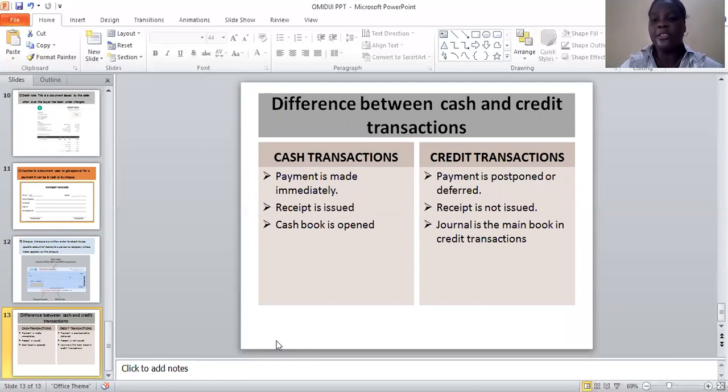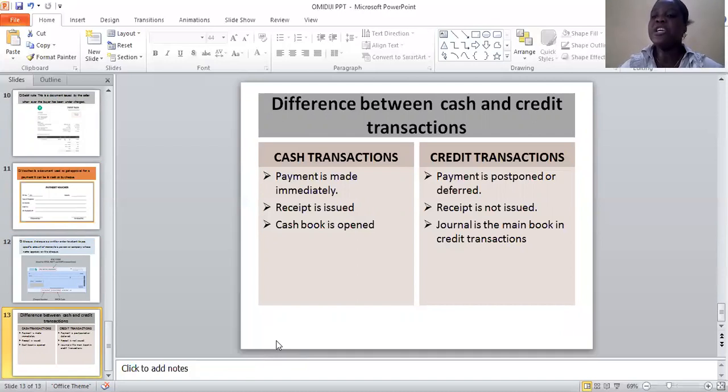Cash transaction, like I said, when you make purchase of goods and you pay immediately, it is called cash transaction. So there is cash payments, immediate cash payments in cash transaction, but in credit transaction, there is no immediate cash payments. Instead, the payments will be postponed or deferred. I want you to get familiar with the word deferred. When money is not being paid immediately, it is called deferred.